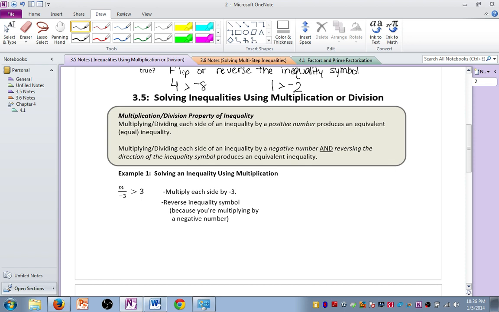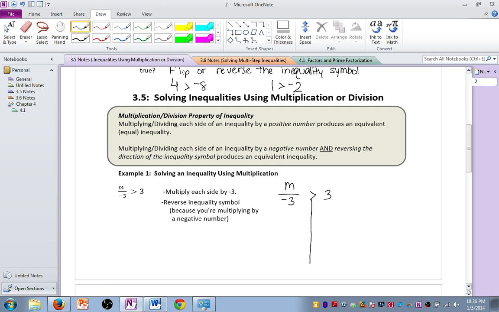This is showing us m divided by -3 is greater than 3. Remember what I said in the previous lesson. Just because it's an inequality, you're going to solve it the same way we did one-step equations. So the first thing I want you to do is rewrite the inequality. M divided by -3 is going to be greater than 3. And draw our line down showing the 2 halves of this inequality.